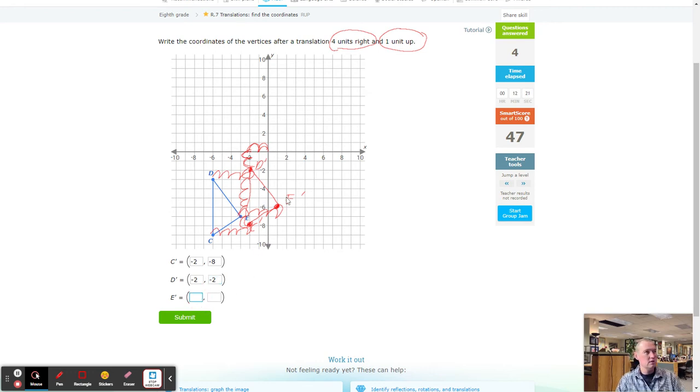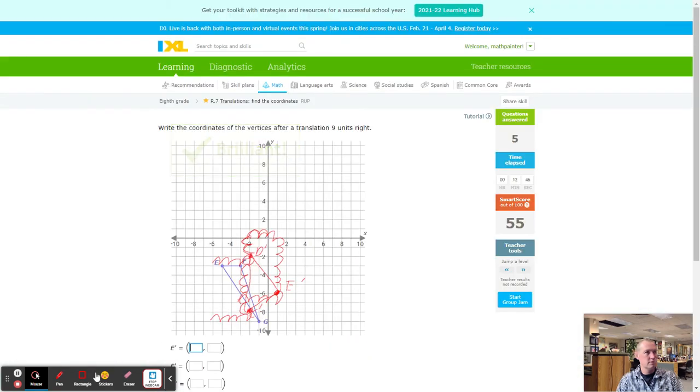And E, we have to the right 1. So that's +1. And we got a little bit more counting going down. So +1 to the right and down 1, down 2, down 3, down 4, down 5, down 6. So we're going to go down 6. And because we're going down 6, we're going to enter a -6. There we go. Smart score 55.